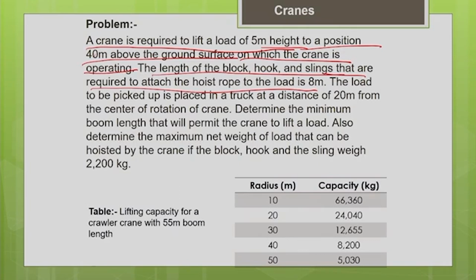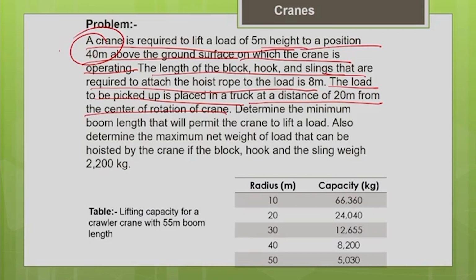The load has to be picked up from a truck. The load is placed in a truck at a distance of 20 meter from the center of axis of rotation of the crane. So the horizontal reach, the operating radius needed is 20 meter. That means the crane has to pick up the load from a truck placed at a distance of 20 meter from the center of axis of rotation of the crane. So the horizontal reach needed is 20 meter, and the load has to be lifted to a height of 40 meter above the ground surface.